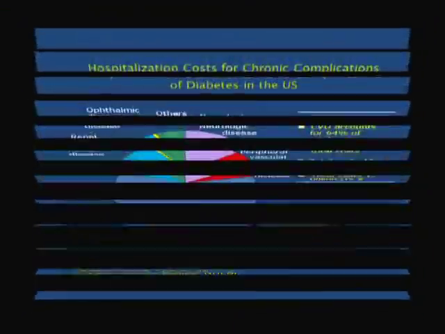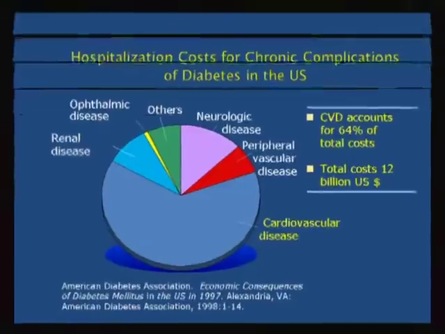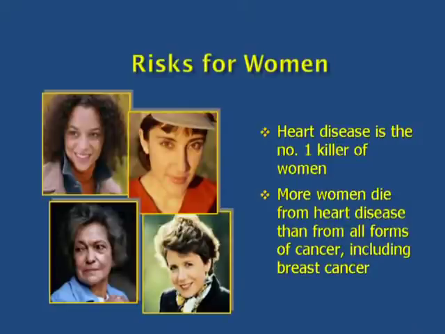And then taking a look at hospitalization costs. Again, as I mentioned, heart disease is a big factor. Two-thirds of patients who have diabetes go into the hospital for cardiac-related problems, cardiovascular issues. And I do need to mention a point about women, because heart disease is the number one killer of women, more so than all forms of cancer, including breast cancer. So we need, as women, to be aware of heart disease as a definite risk factor in our lives.